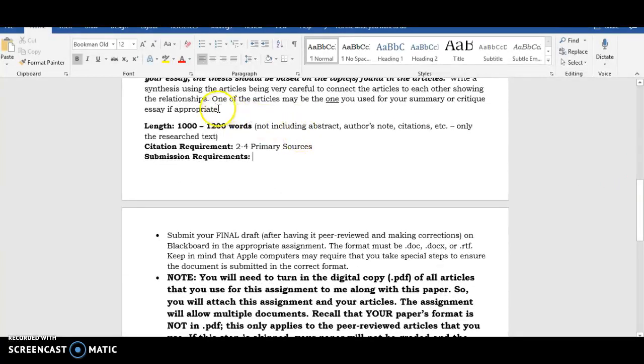The length of this one is 1,000 to 1,200 words. There is a penalty for going over and under. That requires you to be very precise. So my suggestion to make sure you don't go over is to use the 2 primary sources instead of 4. And those are our peer-reviewed journal articles, so please note that.